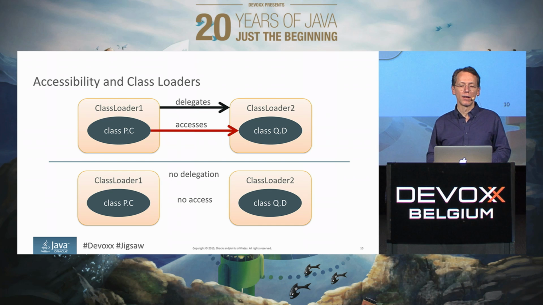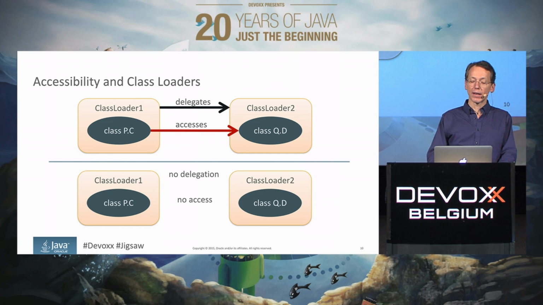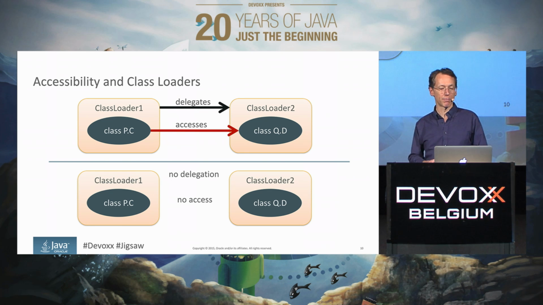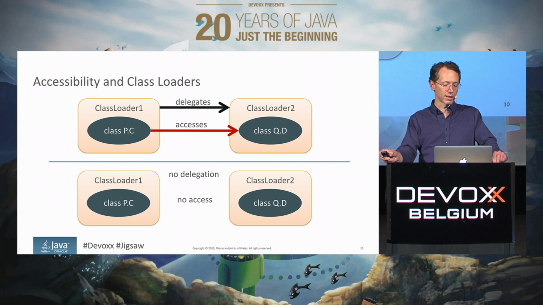Now, in the top picture here, the class p.c is trying to access class q.d. The loader for p.c knows to delegate to another loader for any class in package q, such as q.d. Only when that other loader has loaded q.d can the VM check its flags to determine if p.c can access it. In the bottom picture, the loader for p.c has no idea where to find package q, so no access to q.d is possible from p.c. Technically, this is not a failure of accessibility, because the VM never gets to check the access flags of q.d. Instead, it's a failure of visibility. q.d is invisible to p.c.